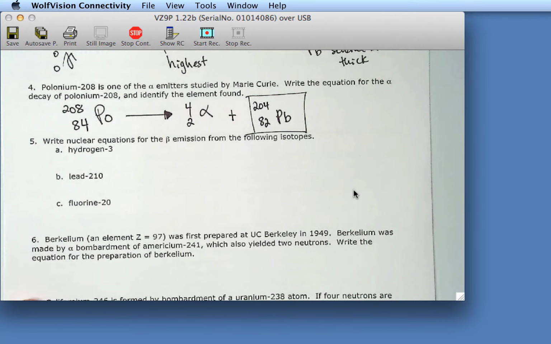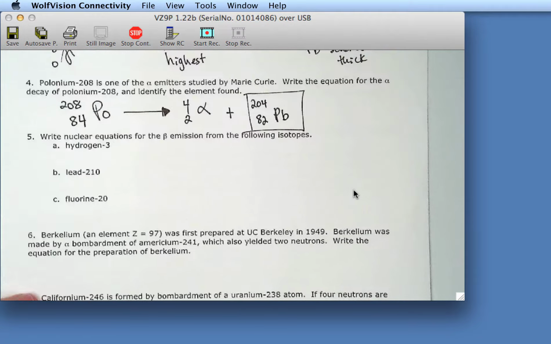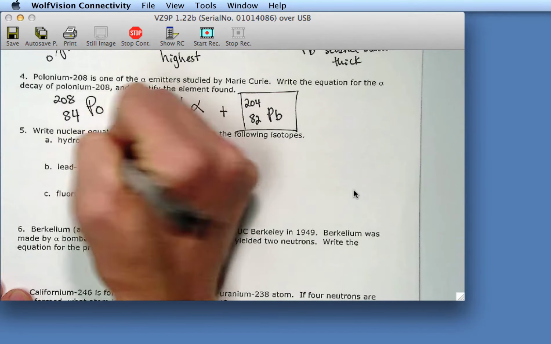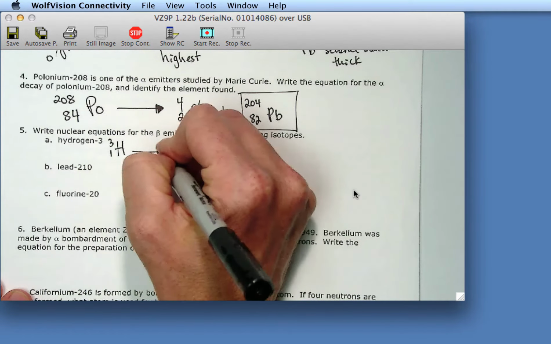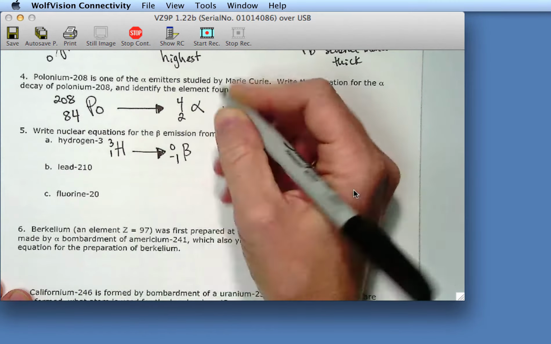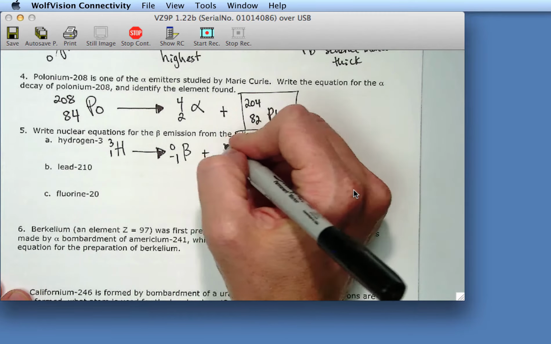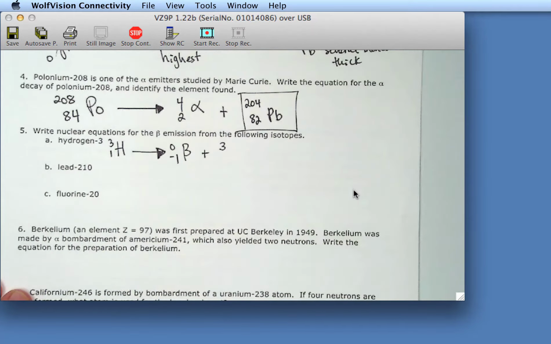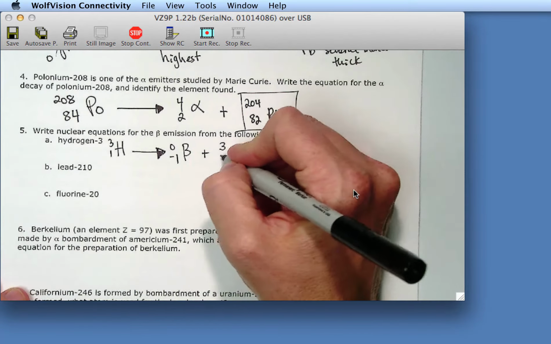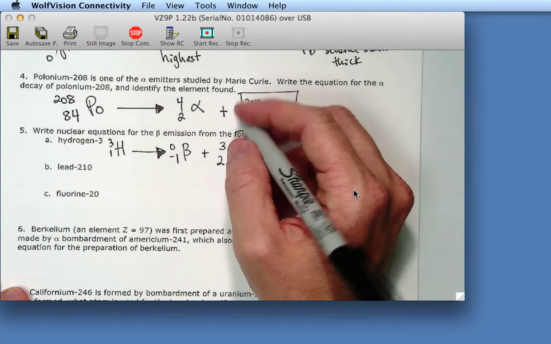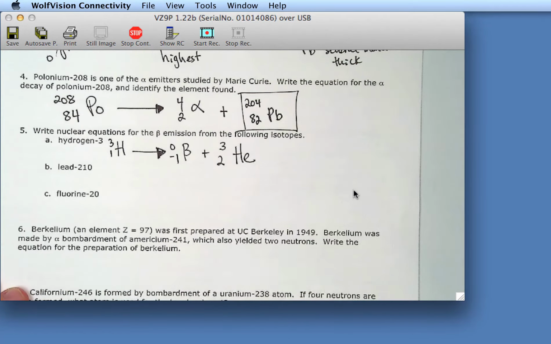Hydrogen-3. Write the equation for the beta emission. Again, with beta emission, always be careful. So H-3, 1, arrow, beta, so it's going to be 3. And then what will the atomic number be there? 2. So what's the element? Helium. Good.